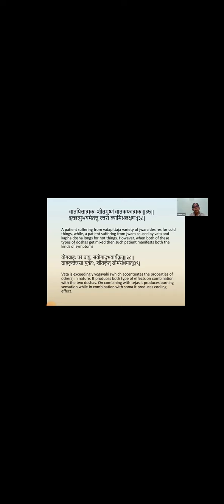When all of these combine together, maybe Vata, Pitta, Kapha together, then the combinations of the features will also be seen.